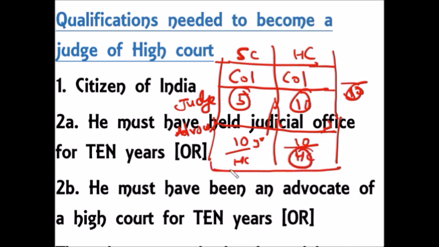The last important difference is the eminent jurist. In the opinion of the President, a person who is an eminent jurist can be appointed as a Judge of the Supreme Court, but there is no concept of an eminent jurist becoming a Judge of the High Court. So the Governor cannot appoint a person as a Judge of the High Court in the category of eminent jurist.